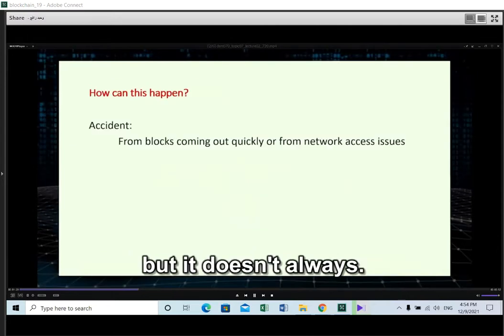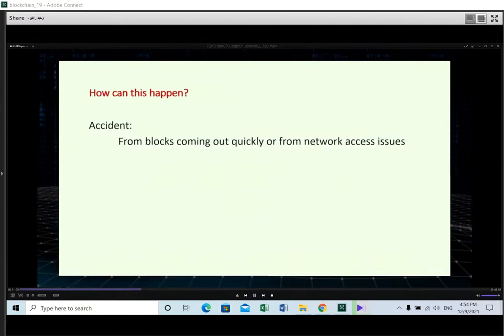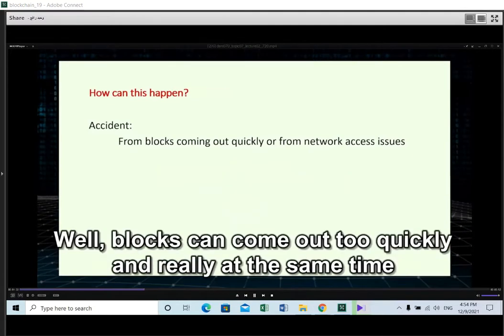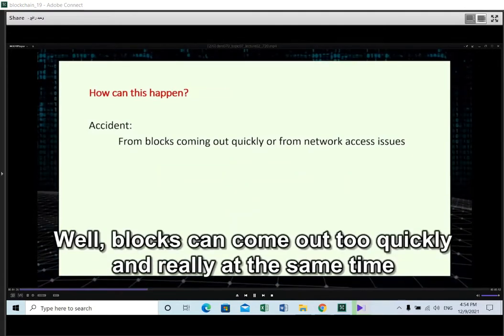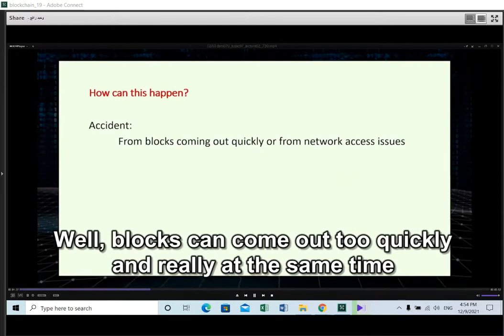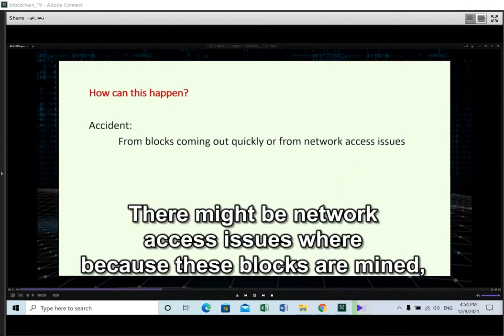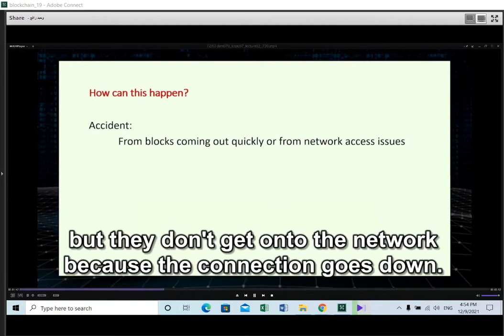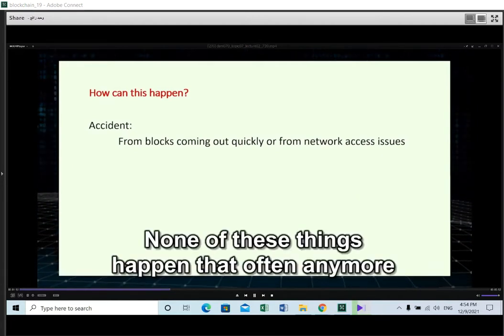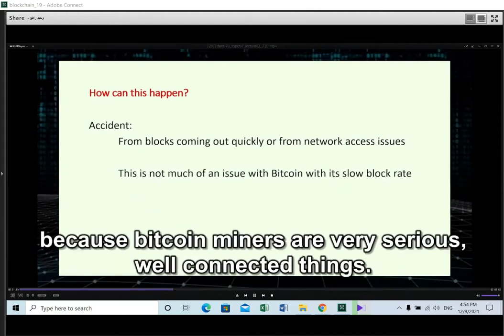It doesn't always. And how can this happen by accident? Well, blocks can come out too quickly, really at the same time, and not notice what's happening, or there might be network access issues where blocks are mined but don't get onto the network because the connection goes down. None of these things happen that often anymore because Bitcoin miners are very serious, well-connected things.